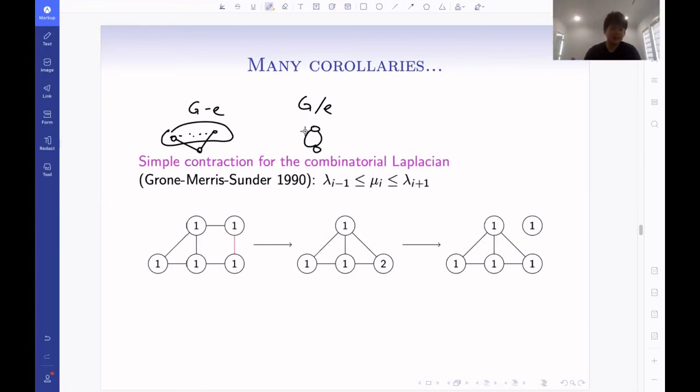So you use that interlacing relation, and you can get Grone, Merris and Sunder's result for interlacing for the combinatorial Laplacian. The reason being, the combinatorial Laplacian is the version of the vertex weight Laplacian where all vertex weights are 1, right? So you want to understand the relation between the eigenvalues of this vertex weighted graph and this vertex weighted graph here. One way you can do it is contract this edge. You get a vertex weighted graph here with vertex weight 2. That was 1 plus 1.